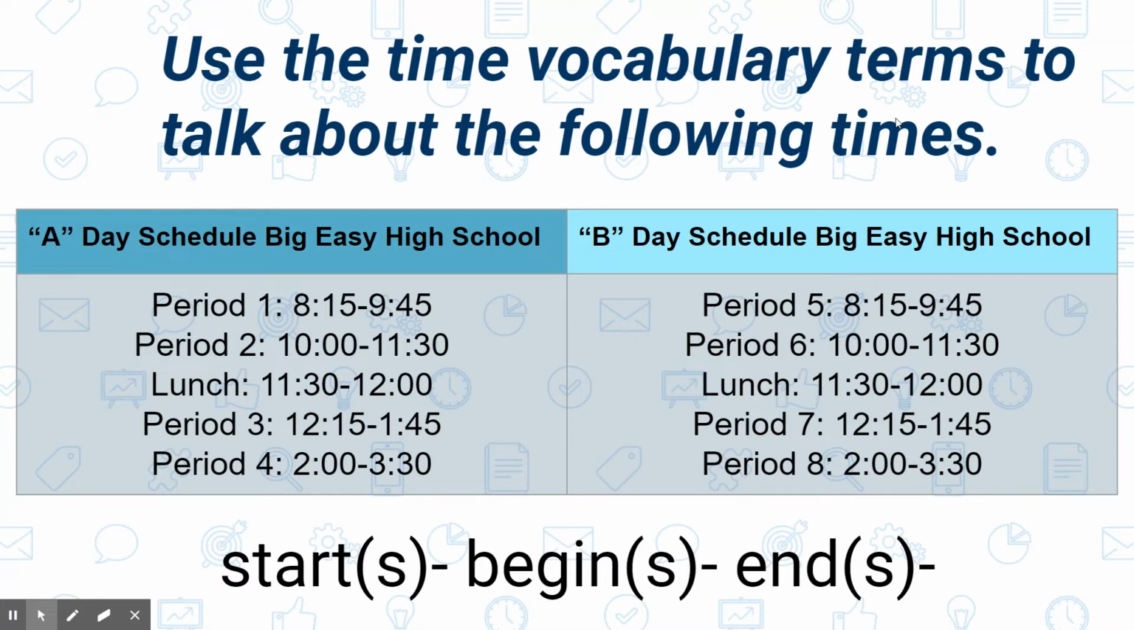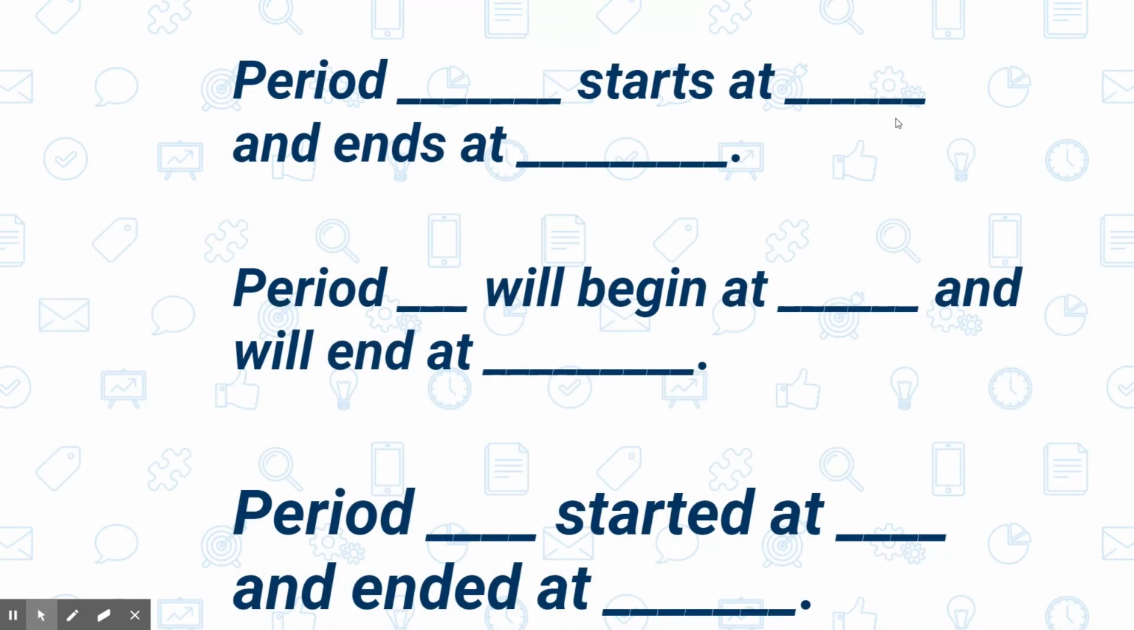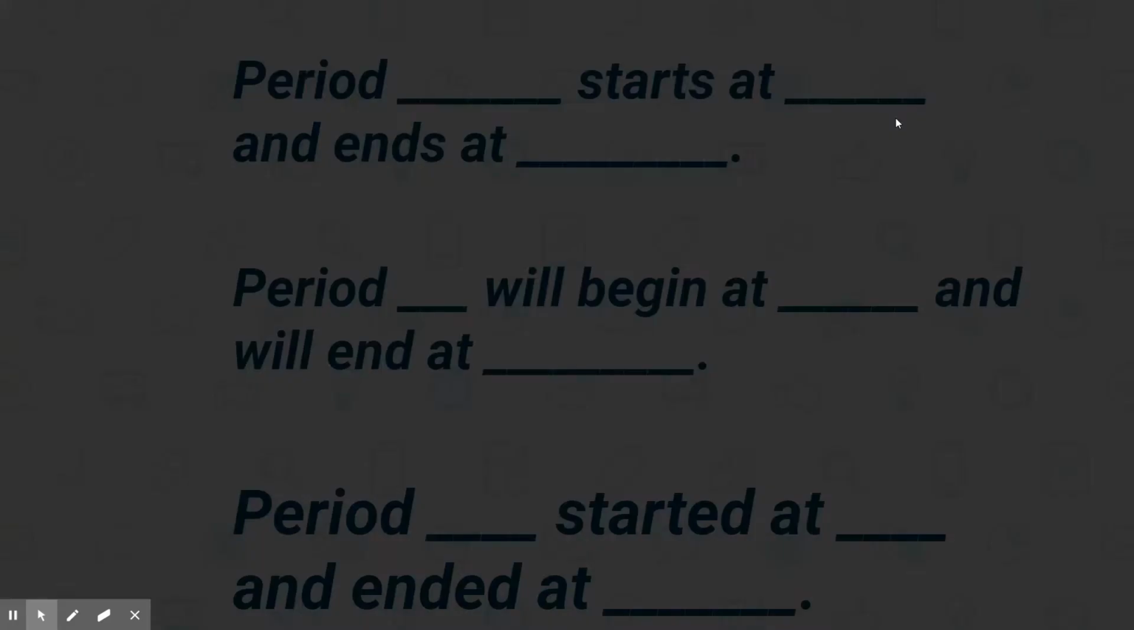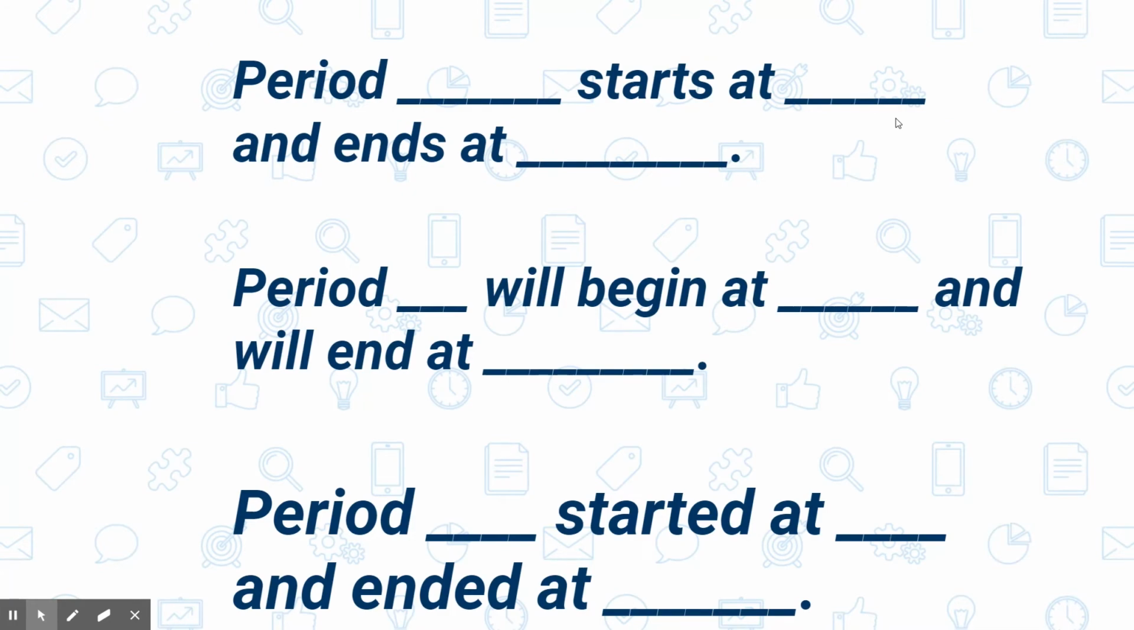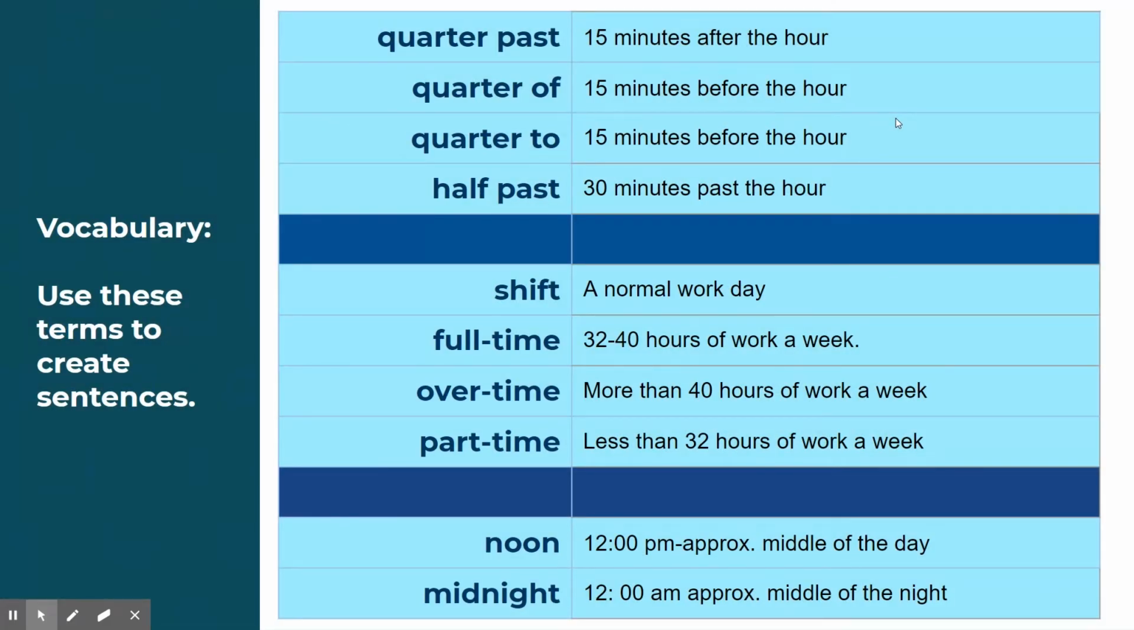We know a school can be very strict, right? So we have all these different times here in the quarter hours. We could say that period 1 starts at a quarter past 8 and ends at a quarter to 10. All right, we have some sentence frames here in present, past, and future tense for you to practice this with. Use this, say them out loud, write them down on paper, and practice.